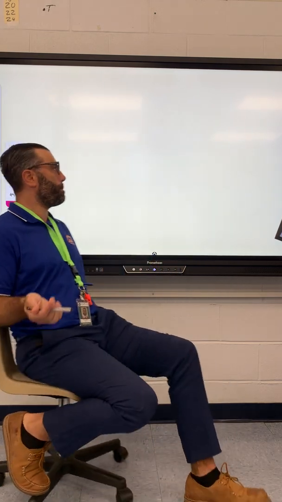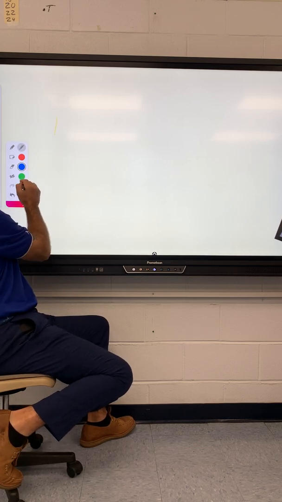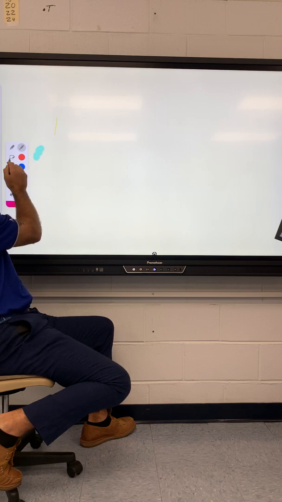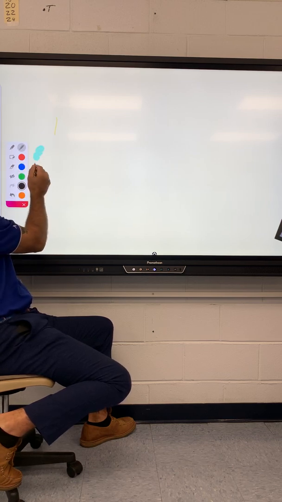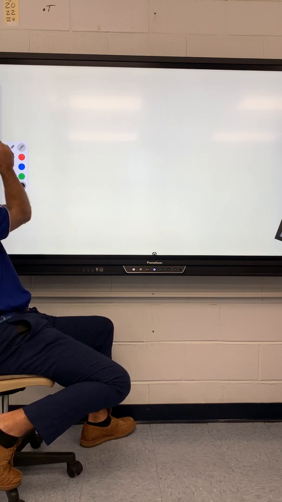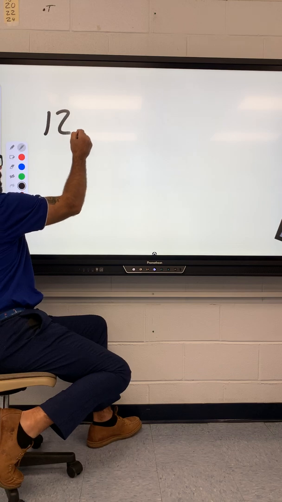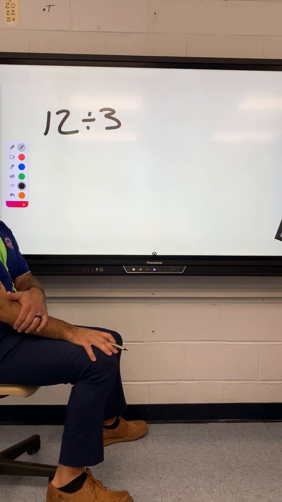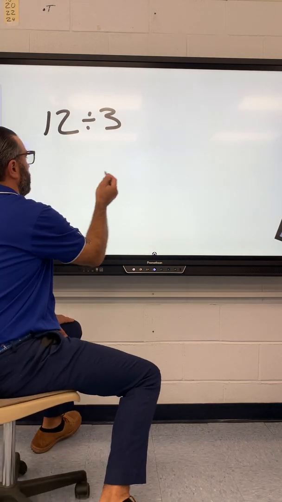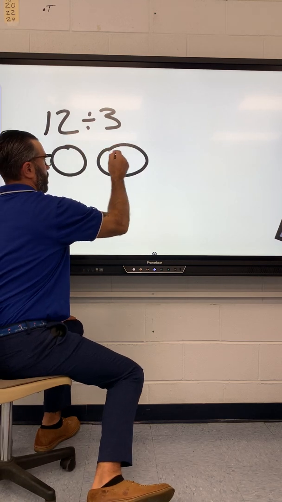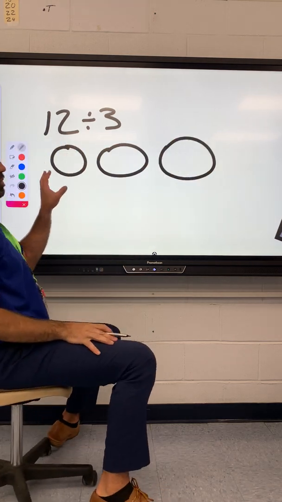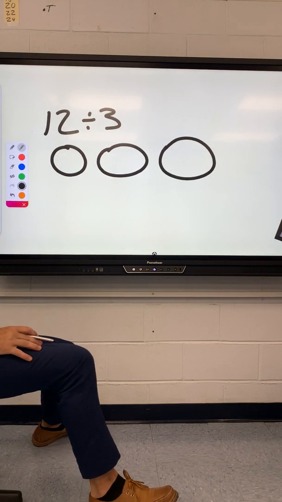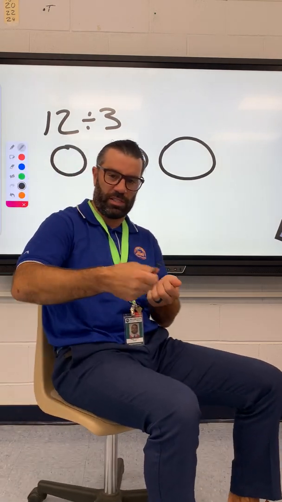So say I was doing 12 and I was dividing it by 3. What I'm doing is I'm splitting 12 into 3 groups. So I go, okay, 1, 2, 3 groups, and I'm going to put 12 into the 3 groups. You're just counting out loud up to 12, almost like you're dealing cards. You're just splitting them up equally.